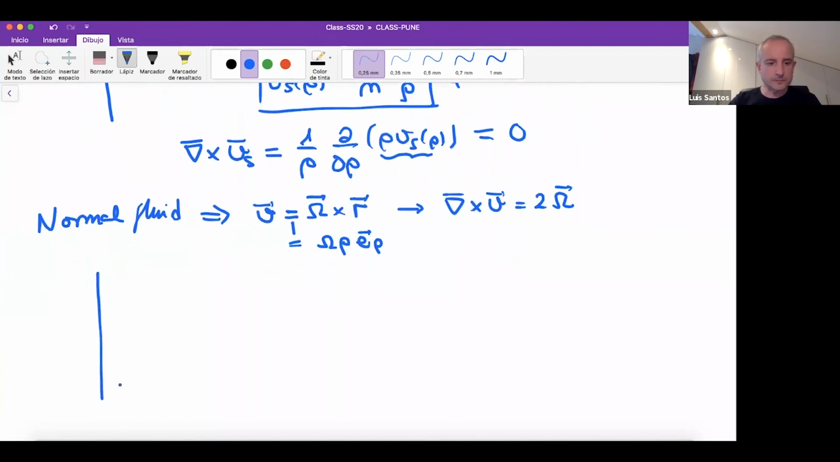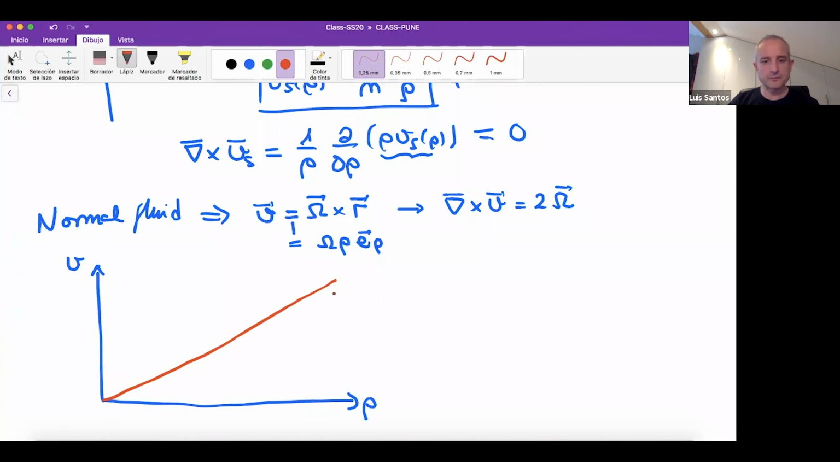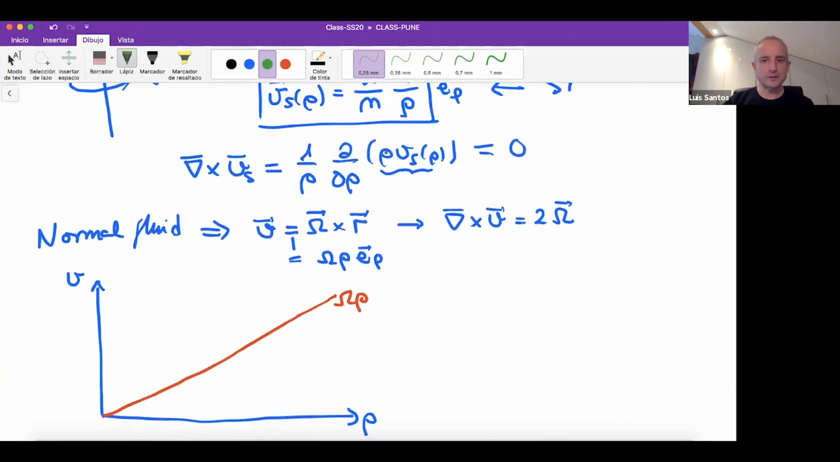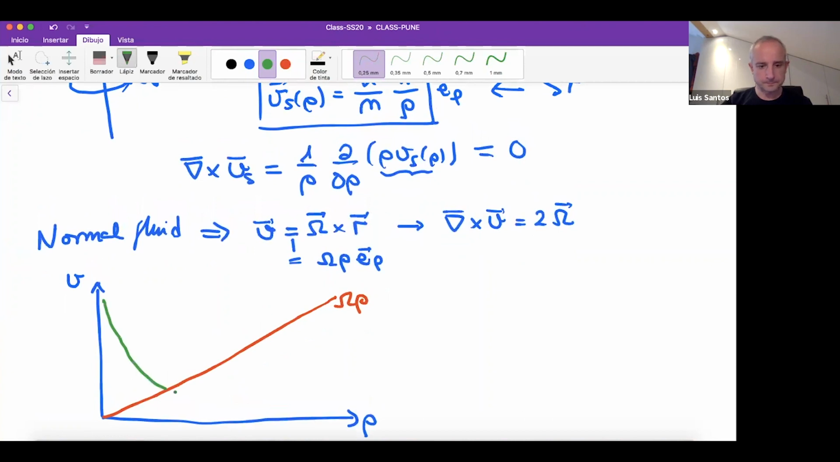So let's make just a plot. The rigid result. If this is rho, the distance from the vortex line, the distance from the rotational axis, let's say, and the velocity field, for a rigid body, this goes like this. This is a linear function, omega times rho. But for a superfluid, it looks completely different. It goes like this, like 1 over rho. It is completely different. Actually, the velocity field diverges close to the vortex line.